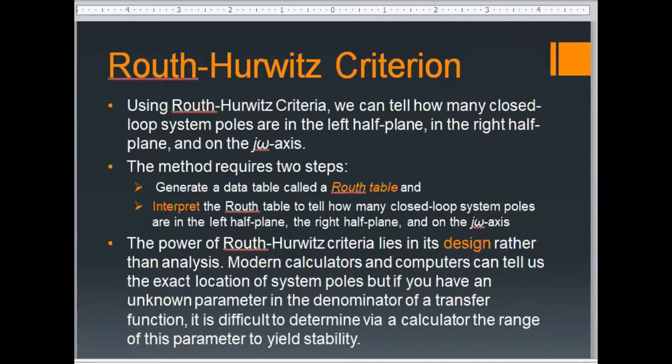So we have an example there in the end. That would be helpful for us to understand the importance of the Routh-Hurwitz criteria.